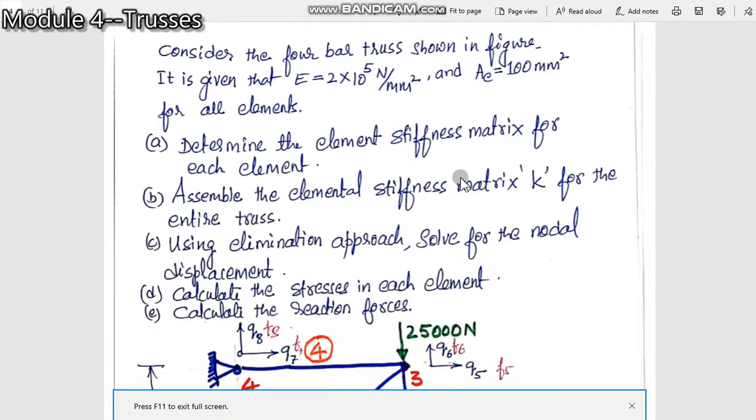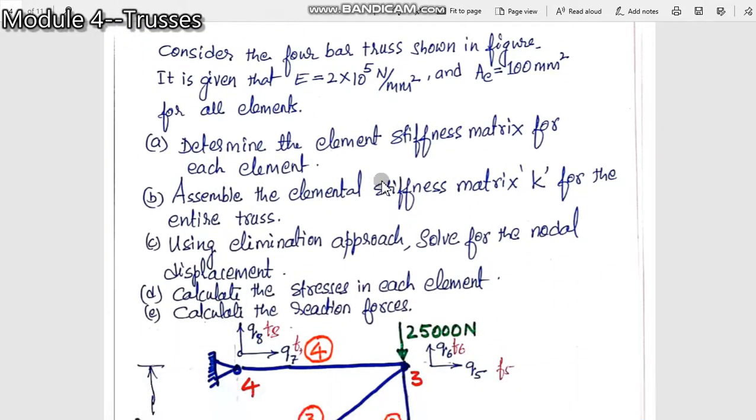Welcome to the lecture on truss. The focus of this lecture will be only on problem solving. Consider this problem. It is a 4-bar truss problem. E is given, A is given.